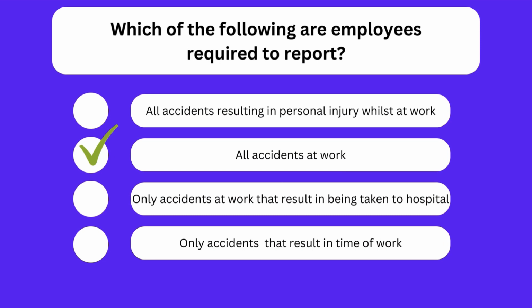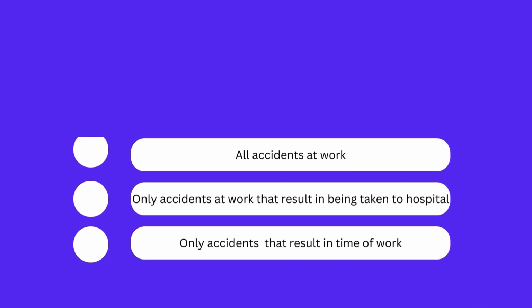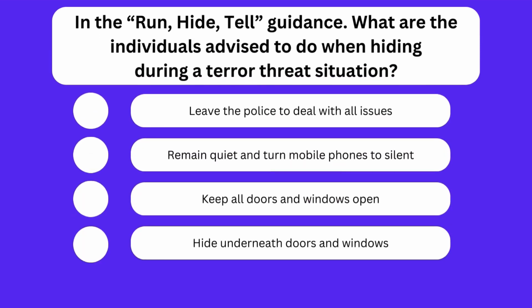So the correct option is the second one. All accidents that may occur at work, the employees have to report them. Next question is, in the Run, Hide, Tell guidance, what are the individuals advised to do when hiding during a terror threat situation?